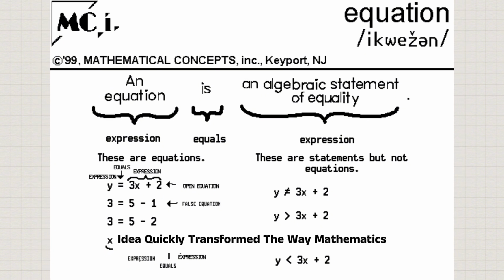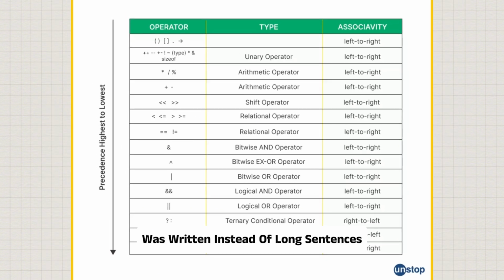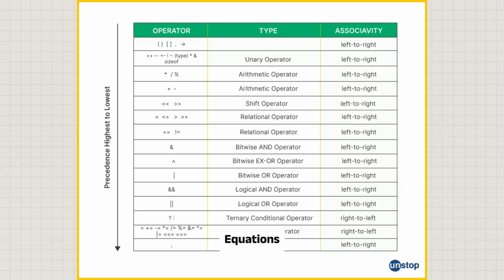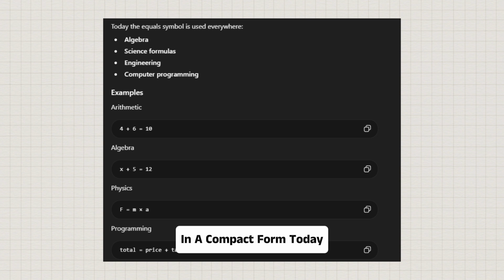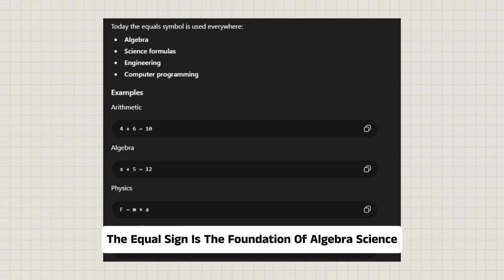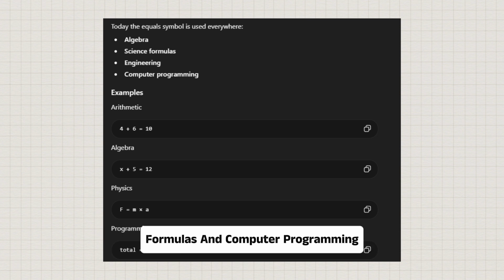This simple idea quickly transformed the way mathematics was written. Instead of long sentences, equations could now express relationships between numbers in a compact form. Today, the equal sign is the foundation of algebra, science formulas, and computer programming.